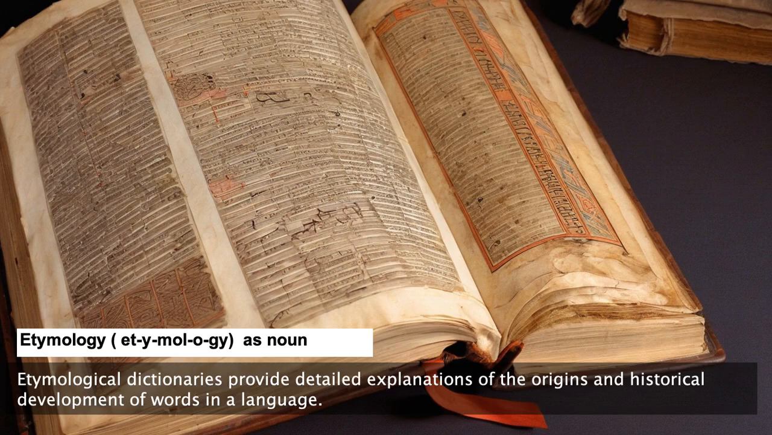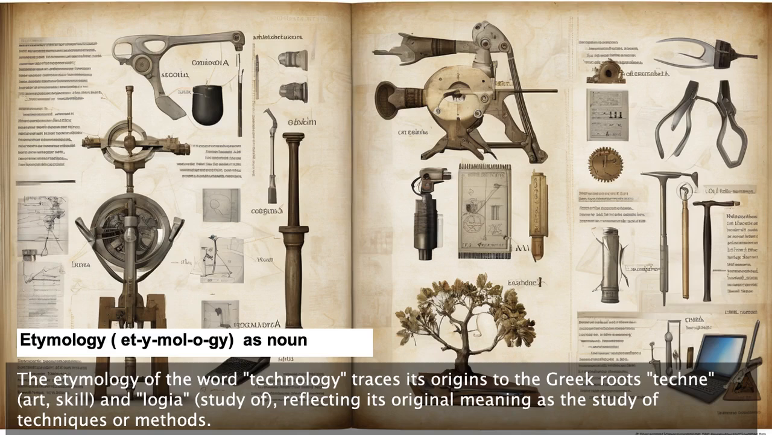Etymological dictionaries provide detailed explanations of the origins and historical development of words in a language. The etymology of the word technology traces its origins to the Greek roots techne, art or skill, and logia, study of, reflecting its original meaning as the study of techniques or methods.